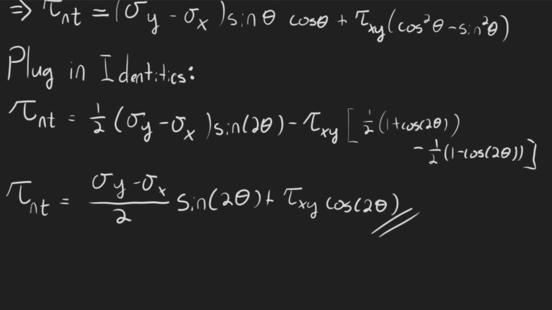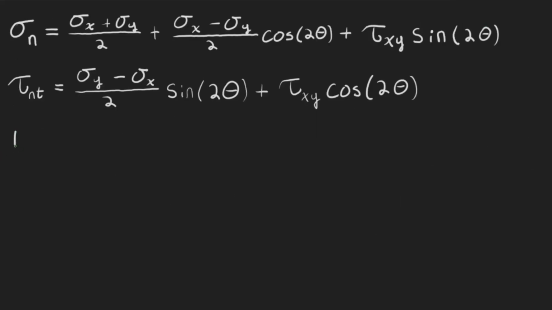But the reason that we went through all of this weird work to simplify is because now we can ask the question of what is the maximum normal and shear stress that could possibly exist in this element at any angle of theta. And if you've taken calculus before, you know what we're about to do. We're about to take the derivative with respect to theta and set it equal to 0 so we can get the critical points and then find the maximum.